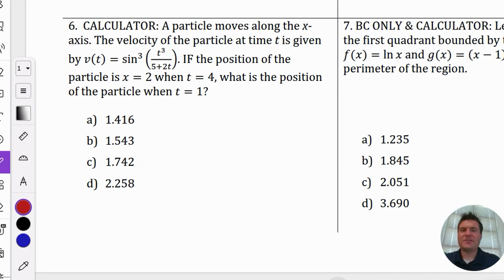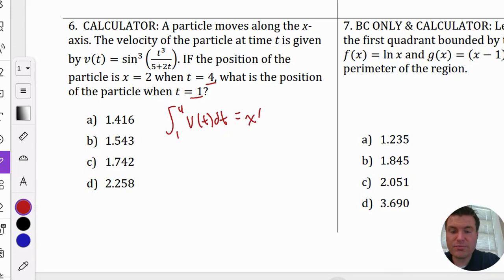So if we're trying to find the position and we're given the velocity, we need to integrate the velocity to get to the position. So we can integrate v of t dt, and we're going to go from 1 to 4 because I want 1 and I got 4, and that's going to give me x of 4 minus x of 1. I can do this integral in the calculator in a second, but I do know that x of 4 gives me that value of 2. So this integral value is equal to 2 minus x of 1.